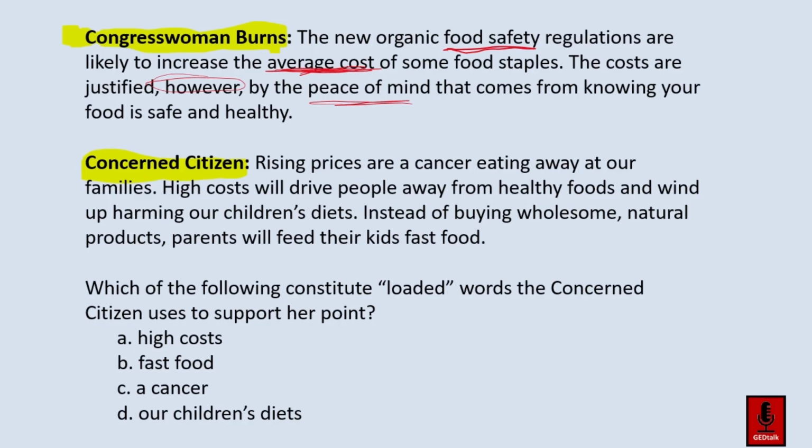Rising prices are a cancer eating away at our families. High costs will drive people away from healthy foods and wind up harming our children's diets. Instead of buying wholesome natural products, parents will feed their kids fast food.